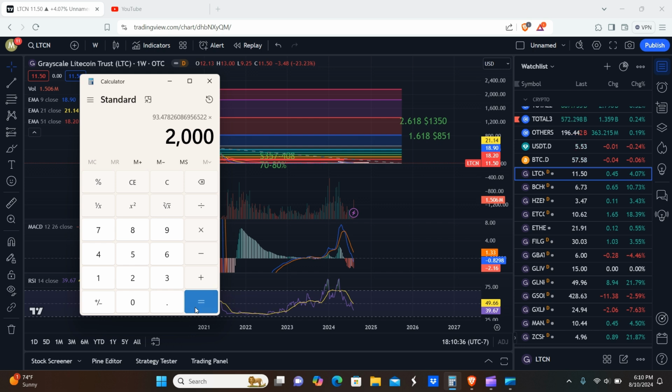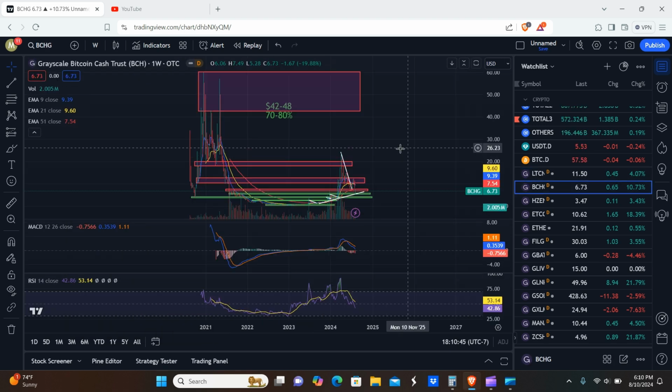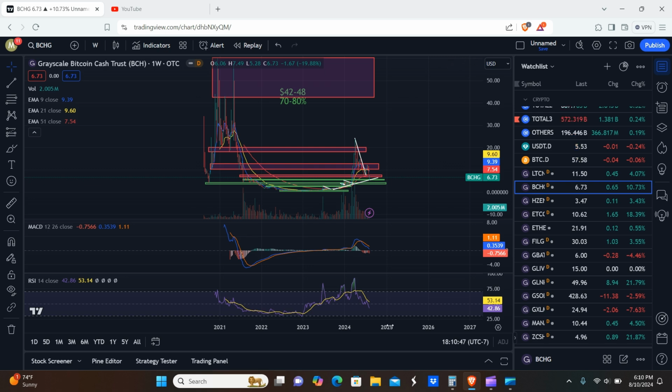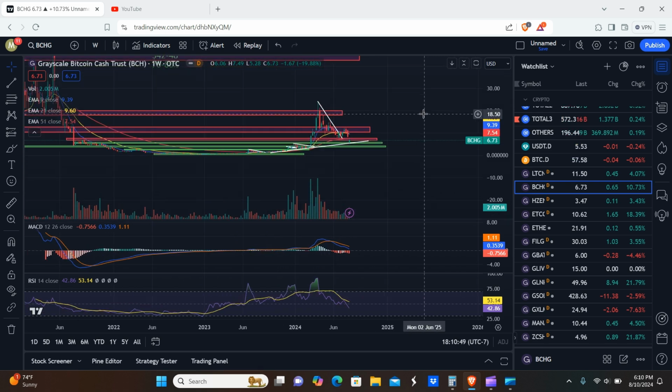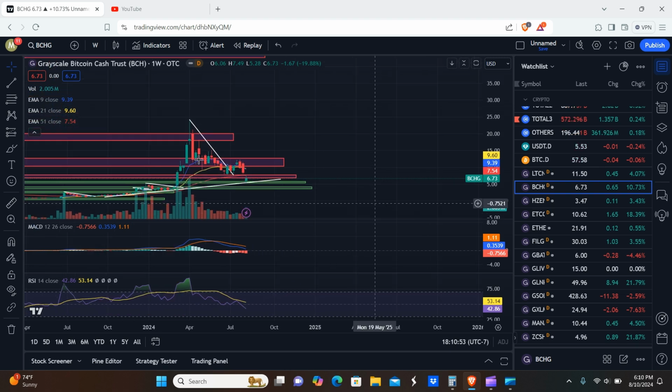So it's definitely possible. But anyways, $2,000 investment, you'd be looking at 187,000 roughly. All right, so let's go ahead and go over to BCHG. You can kind of see the previous all-time high all the way up there at the $60 range. Again, the current price is quite small compared to where the previous all-time high was.